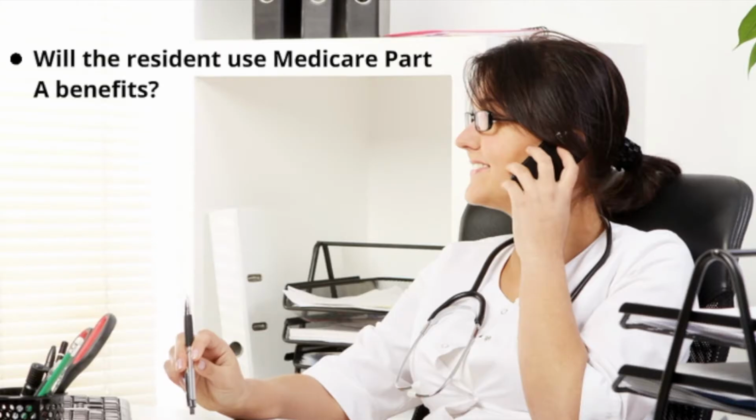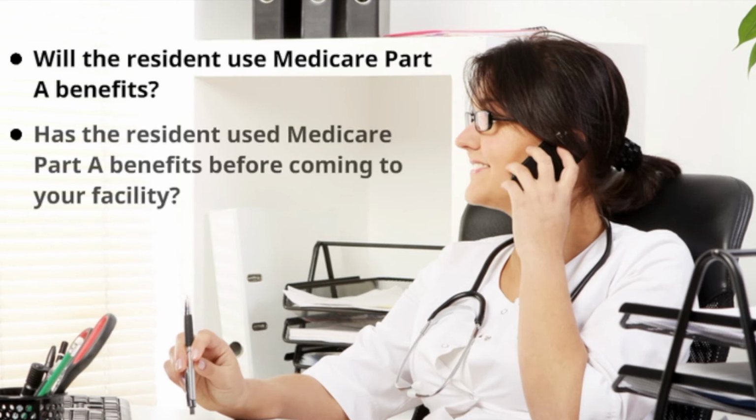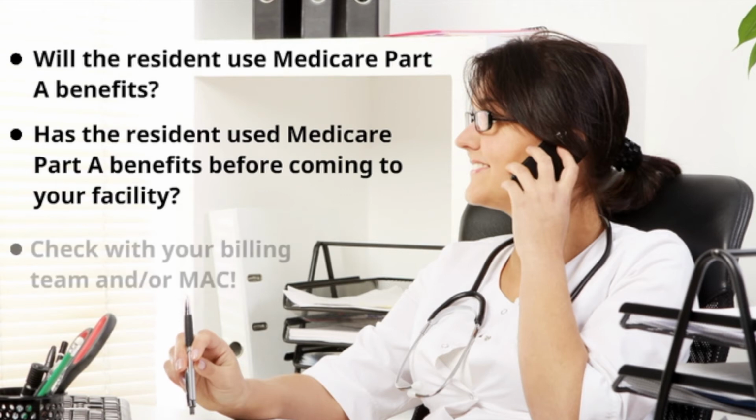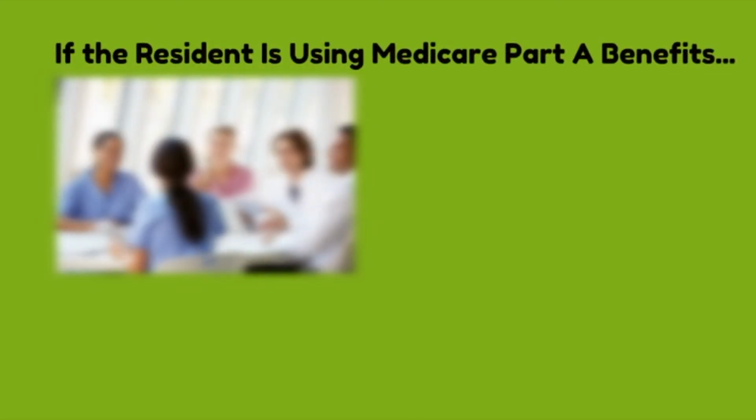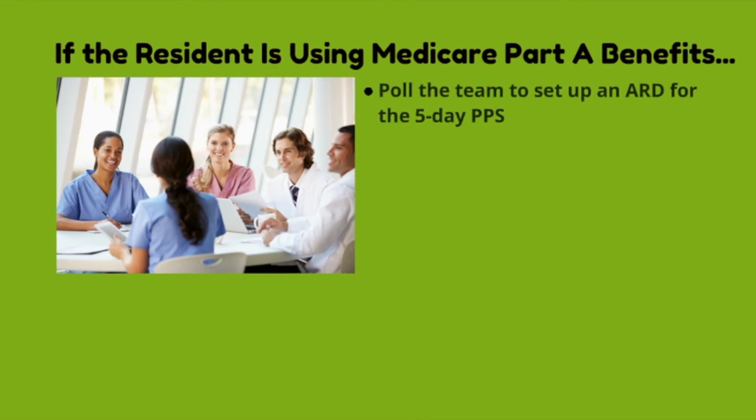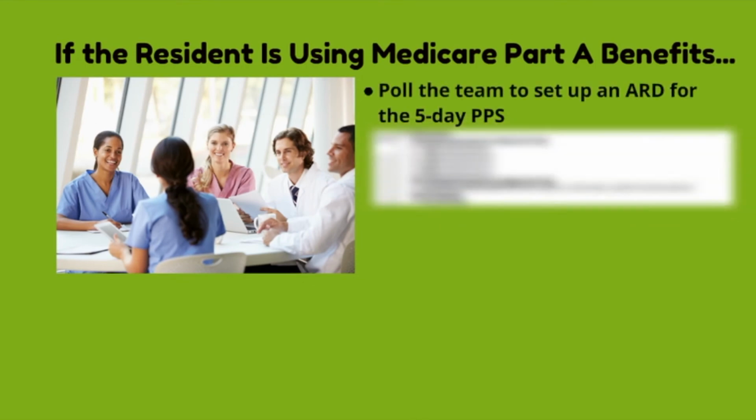Determine if the resident is likely to use Medicare Part A benefits. Also check if they have already used Part A benefits before coming to your facility. This may involve checking with your billing team and/or the MAC. If they are using Part A benefits, you must poll the team to set an ARD for the 5-day PPS.